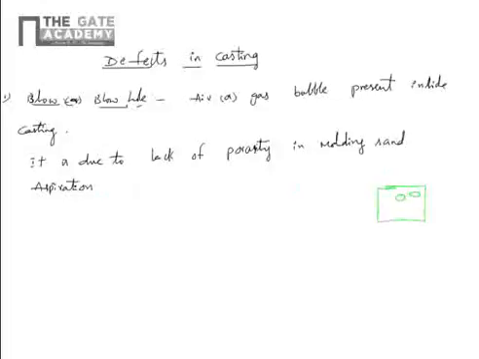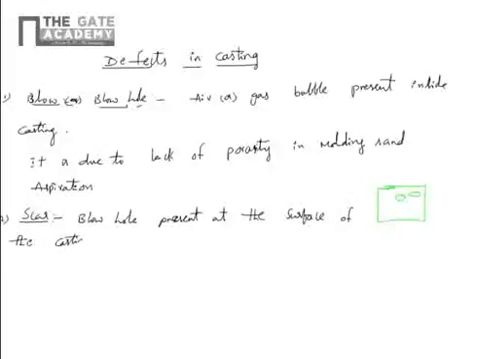Next one is scar. A blowhole present at the surface of the casting is called a scar. Blister: a blowhole present near the surface of the casting is called a blister.